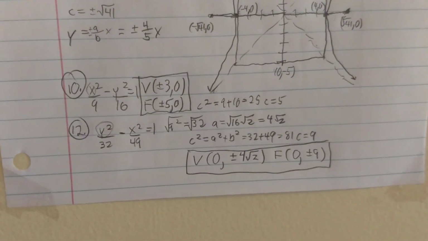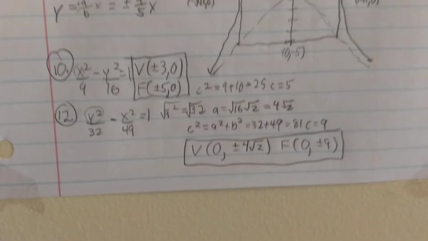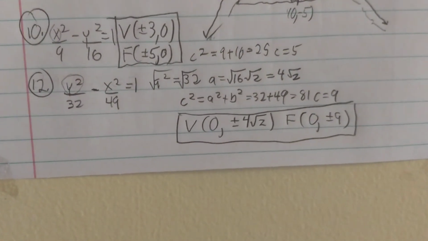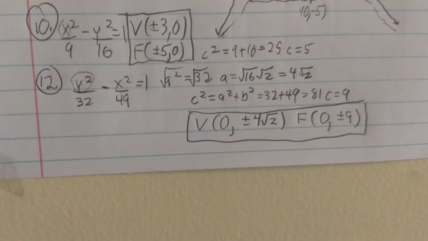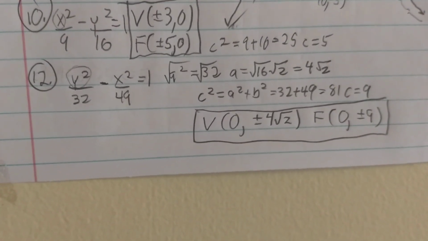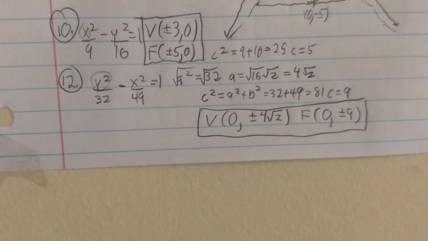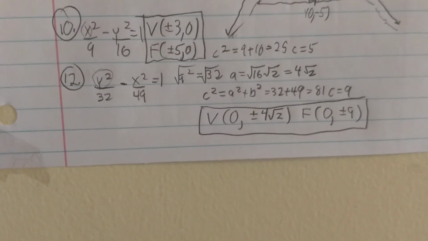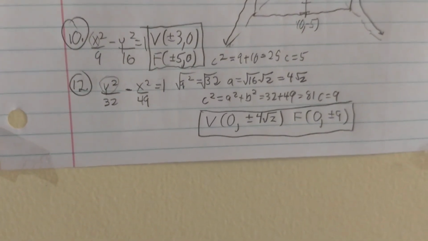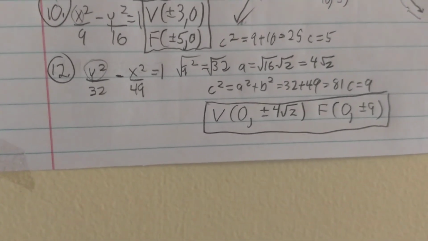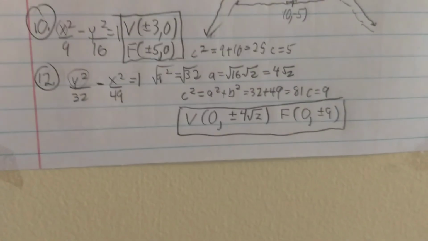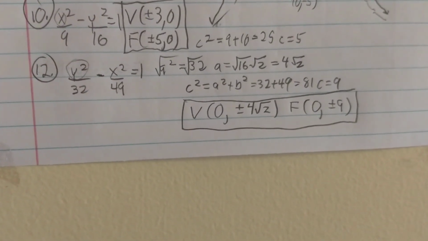Okay, now on 10, we don't have to draw it, we're done drawing now. So 10 is x squared over 9 minus y squared over 16. So c squared is 9 plus 16. You can always get the c squared by adding the two bottom numbers, equals 25, and c equals 5. So this is centered at 0, 0. So the vertices are plus or minus 3, 0, and the focus points are plus or minus 5, 0. Very easy.